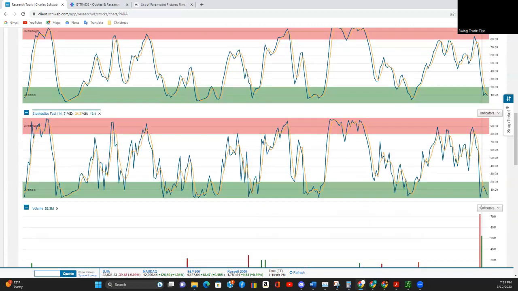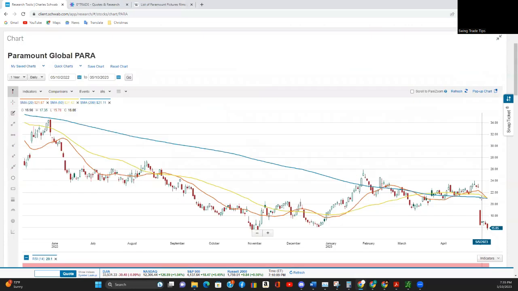So it looks to me like this is possibly something to watch for a swing trade. I wouldn't say that I think this is the bottom or that it's heading up again, but it's definitely something that should probably be on your radar.